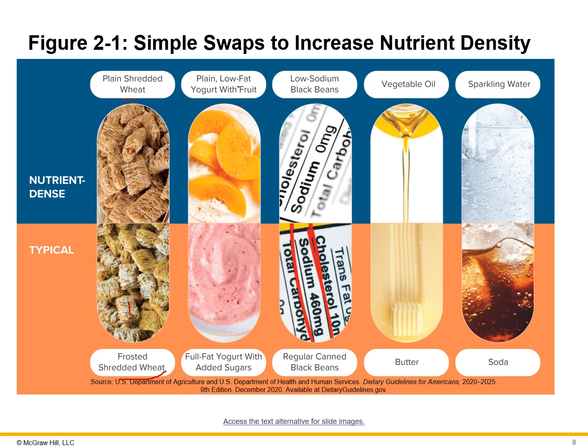Again, we may be getting the same amount of nutrients, but now we've added in some extra calories that are going to decrease that density. Low sodium black beans versus regular canned that have a lot of sodium in them. Again, that decreases that density. Switching to our oils instead of our butters gives us more nutrients per calorie.